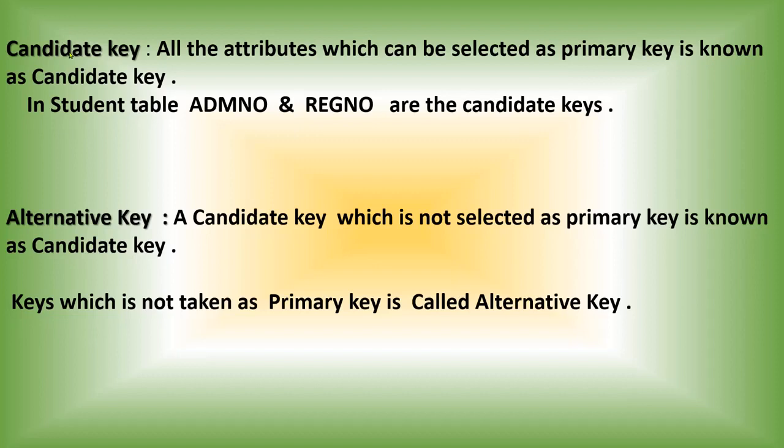We are selecting only one as the primary key. The keys which are not selected as the primary key are known as alternative keys. From the candidate keys, the keys which are not selected as the primary key are known as alternative keys. A candidate key which is not selected as the primary key is known as an alternative key, not a candidate key.